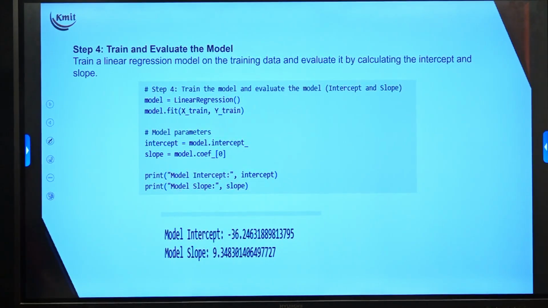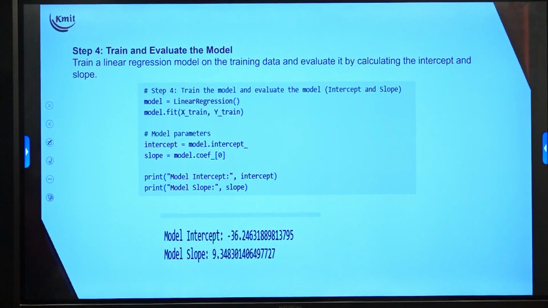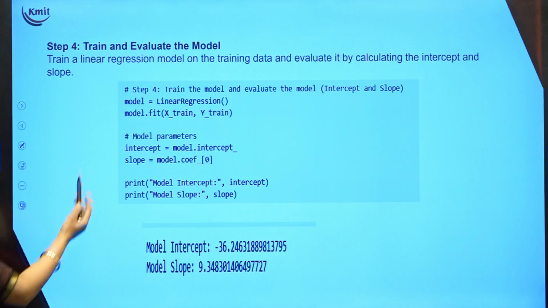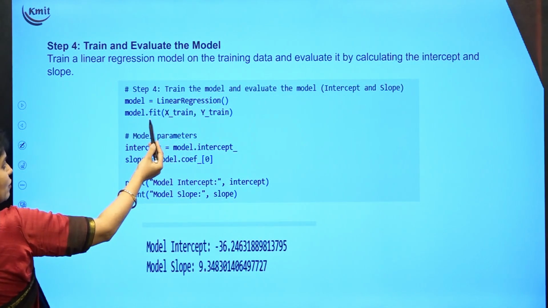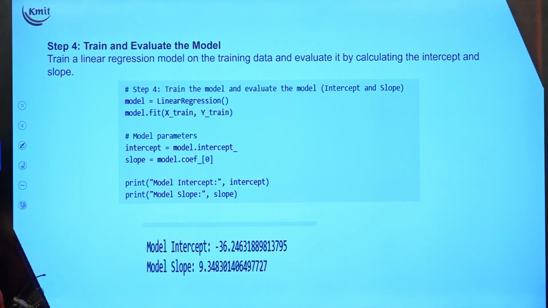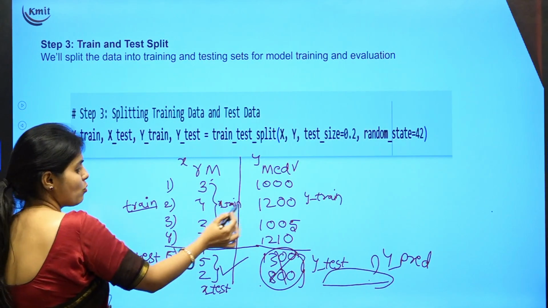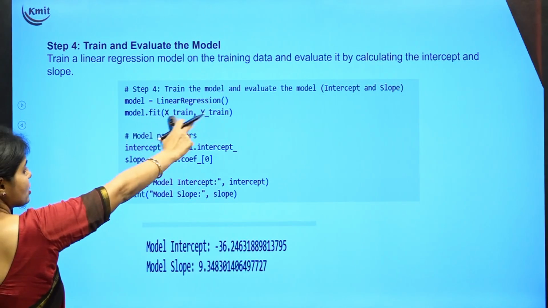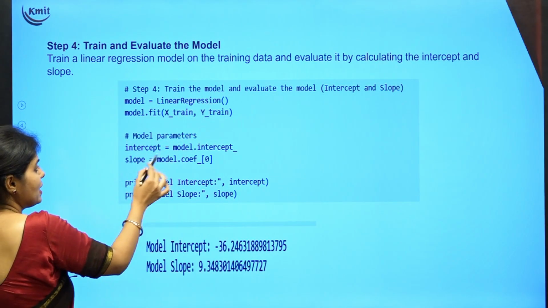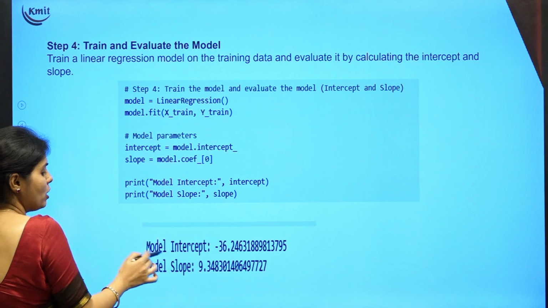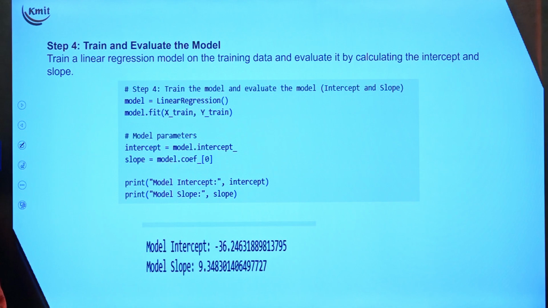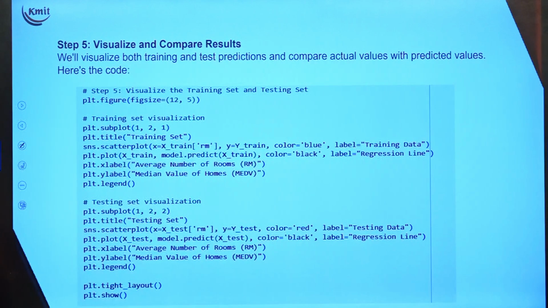Now after we are done with train test splitting, we will develop the model, or we train and evaluate the model. So I am using the linear regression model, in which I am fitting the model with X train and Y train. As I told you, we fit the model or train the model with X train and Y train. I am trying to calculate the intercept and slope of that particular model. So this is the intercept and this is the slope of the model. Now I am done with developing the model, or designing or training the model.